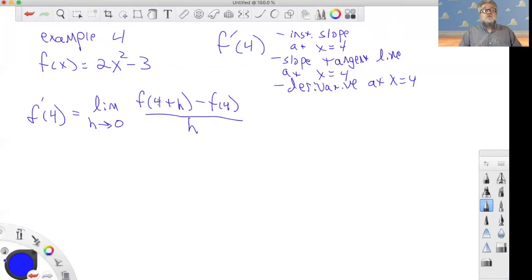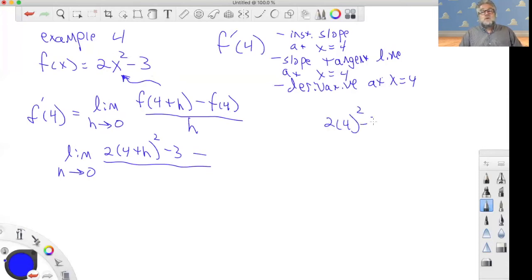First, let's plug in 4 plus h for x. This is like with those composite functions we did. Oh, that's why we did those. Limit as h approaches 0 of 2 times (4 plus h) squared minus 3. That's this thing. Minus f of 4. What would f of 4 be? That would be 2 times 4 squared minus 3. That'd be 2 times 16 minus 3, 32 minus 3, 29. Okay, 29.